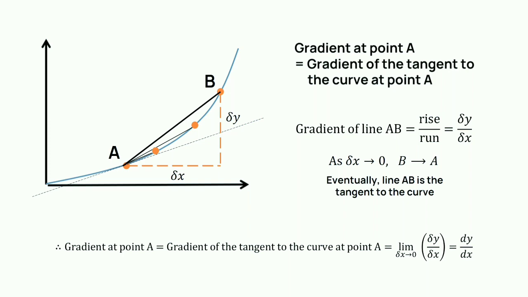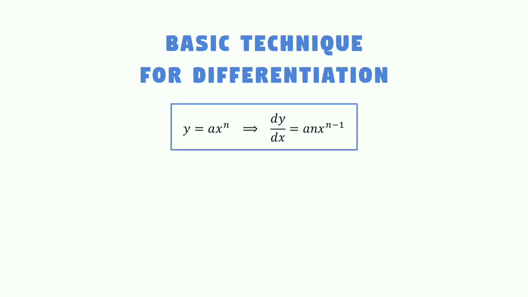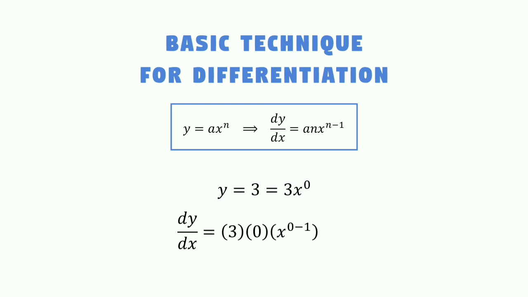Now that we understand the concept of differentiation, let's actually learn how to do it. The basic formula is: if y equals ax to the power of n, then dy/dx equals anx to the power of n minus 1. Let's see some examples. When y equals 3, then dy/dx is equal to the derivative of 3x to the power of 0. Now let's apply the basic formula. We will obtain that this is equal to 3 times 0 times x to the power of 0 minus 1, which is equal to 0.